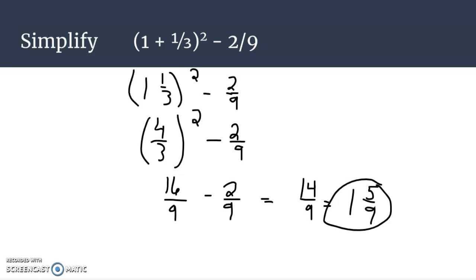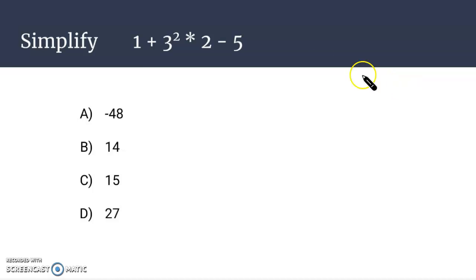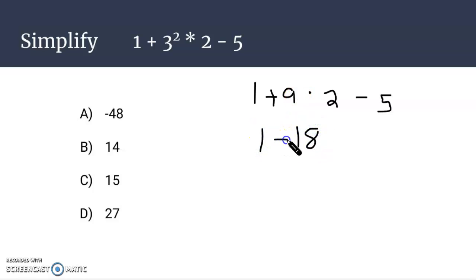Last one we're going to look at, multiple choice. 1 plus 3 squared times 2 minus 5. Order of operations, take care of that 3 squared first to have 1 plus 9 times 2 minus 5. Order of operations says do the multiplication first. 9 times 2, 18. So we've got 1 plus 18 minus 5.